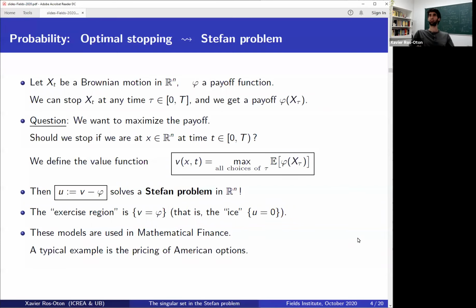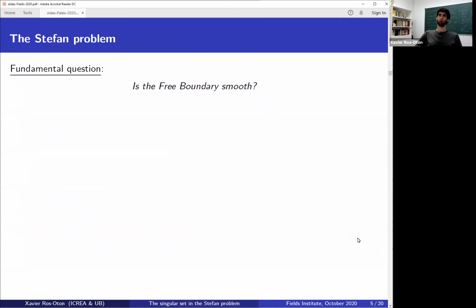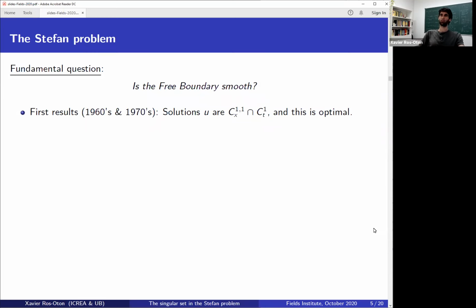Okay, so this was just the motivation to study the Stefan problem. So let me go directly into the fundamental question that we want to understand here, which is: is the free boundary smooth? The question here is the same as in the elliptic setting, and we want to understand if the free boundary in the Stefan problem is smooth, and to what extent it is smooth. The first results in the 60s and 70s established that solutions are C^{1,1} in space and C^1 in time, and this is optimal. This is the best you can prove, and it's quite simple to prove. You can prove this in one page, basically. But then this is the first step to then study the regularity of the free boundary, right?